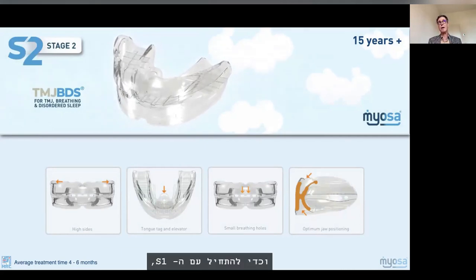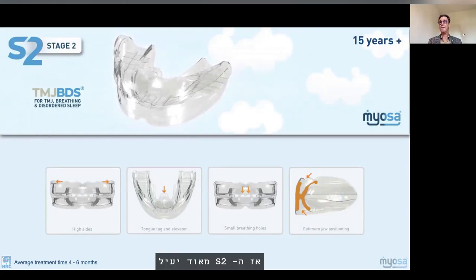To start with, the S1, the previous appliance, is used in patients with poor mouth breathing and poor nose breathing. This means the breath hold time is less than 20 seconds. So the patients have difficulties breathing through the nose. That's when we start with S1. When breathing is okay, we can start with S2. So we don't need to use both. It depends on the breathing level of the patient.